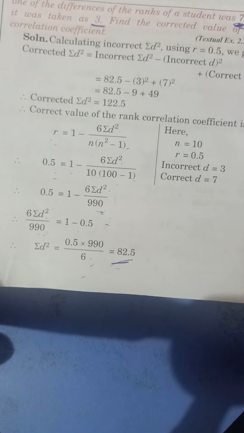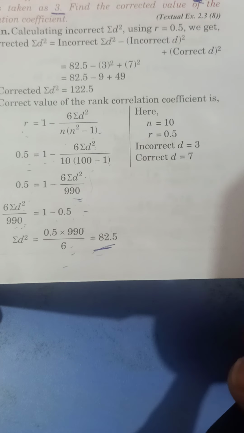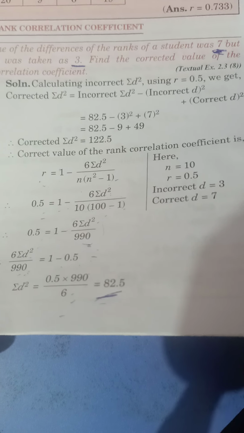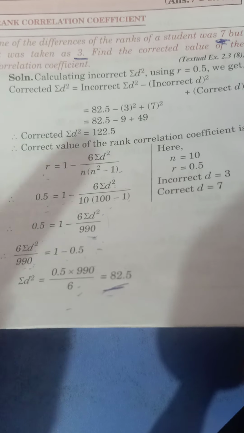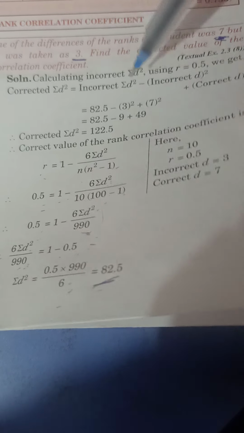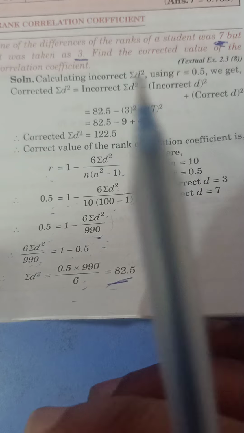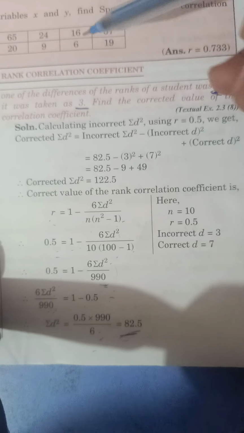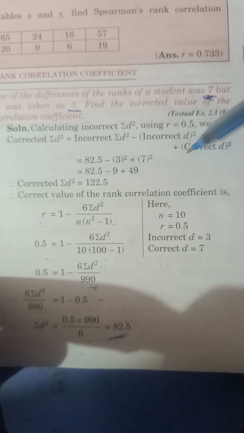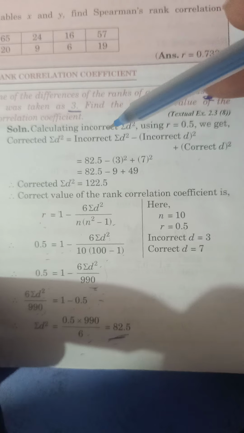Remember, my dear students, this is not the right sigma d square. This is the wrong value of sigma d square. We have to find the right value. Sir, how can we find the right value? Simple. Corrected sigma d square. For corrected sigma d square, from incorrect sigma d square, we have to deduct the incorrect d square and we have to add the corrected d square.